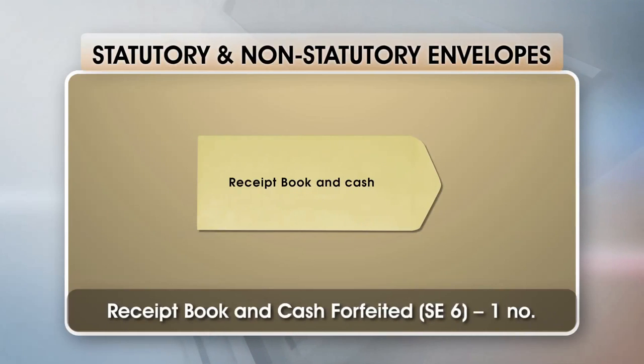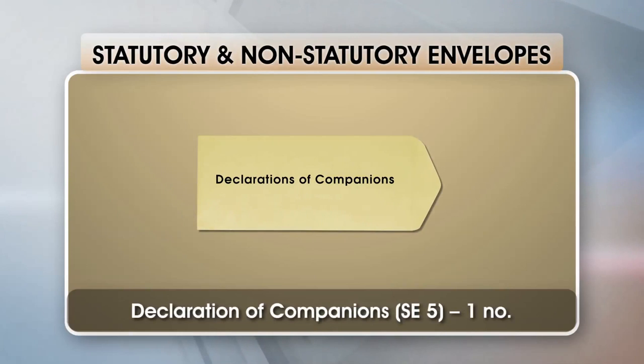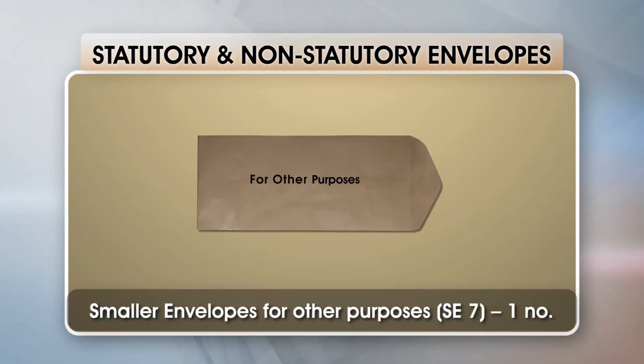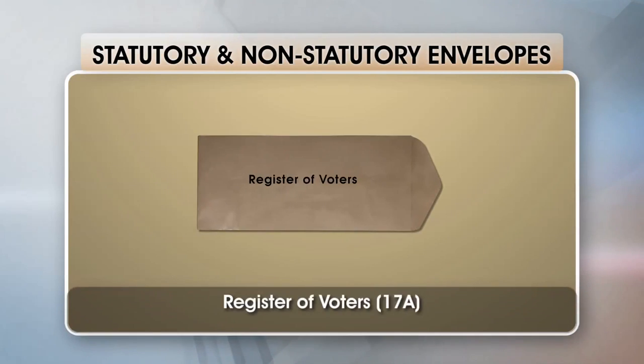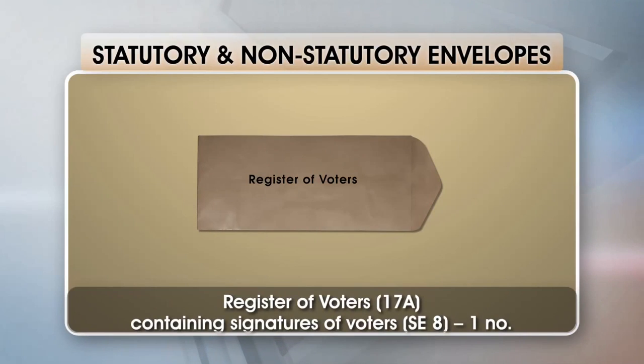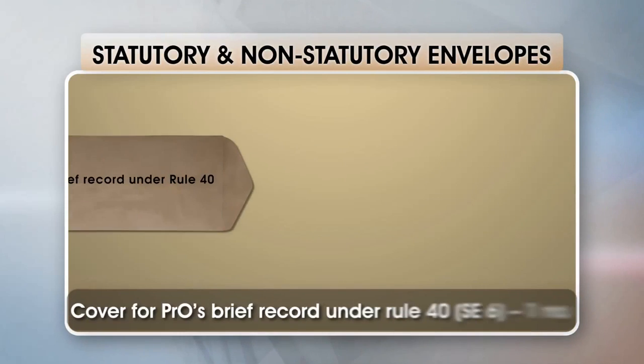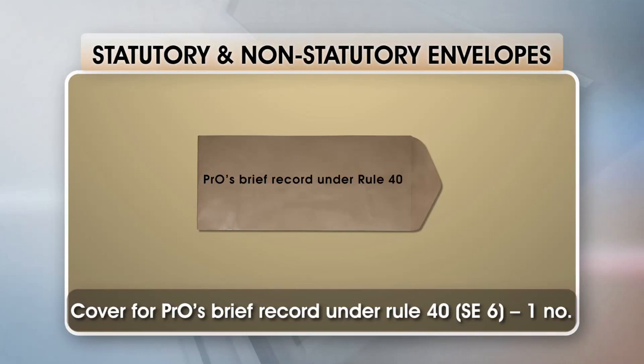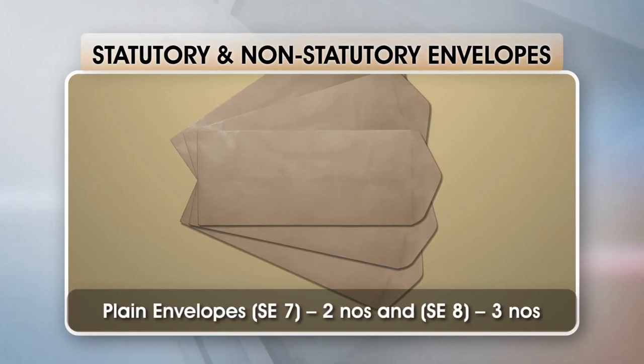For receipt book and cash forfeited, SE6, 1 number. For declaration of companions, SE5, 1 number. Smaller envelopes for other purposes, SE7, 1 number. For register of voters, 17A, containing signatures of voters, SE8, 1 number. Cover for PRO's brief record under Rule 40, SE6, 1 number. Plain envelopes, SE7, 2 numbers and SE8, 3 numbers.